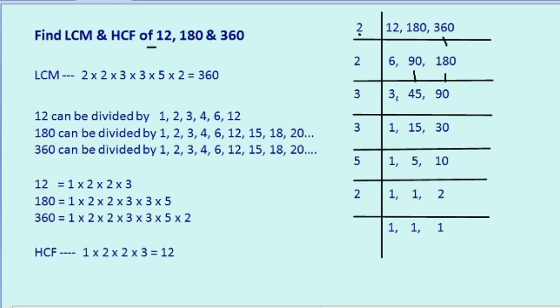So we move on to the next number which is 3. 3 into 1 is 3. 3 into 15 is 45. 3 into 30 is 90. Again now this cannot be divided by 2. So we will move on with the next number 3. 3, 1 has come here. So 1 we will keep as it is. Then 3 5s are 15 and 3 10s are 30.